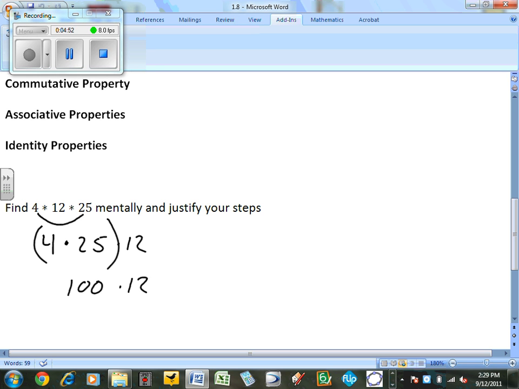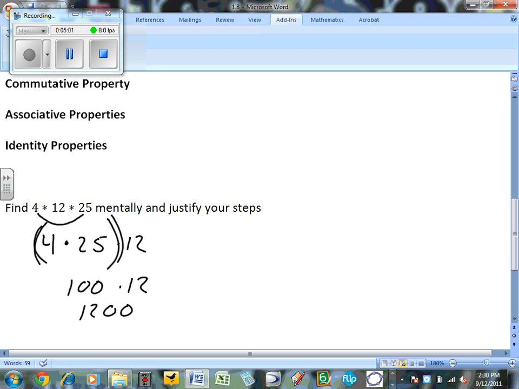And then that's a really easy problem then, right? That's the associative property, is grouping it. Okay? Now that's a really easy problem. 1 times 12 is 12. Add the zeros. That's 1200. That's much easier than thinking, well, 4 times 12 is 48. 48 times 25 is, I don't know, right?